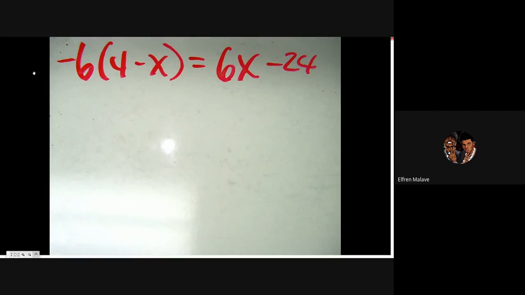Negative 24 minus 6x equals 6x minus 24. So is it going to be on the left side? Is it going to be minus 6x or plus 6x? Minus 6x. Well, you've got negative 6. No, plus 6. Right. Okay. So you're right, it is the same on either side, right? So go ahead and try to get those variables together and see what happens.